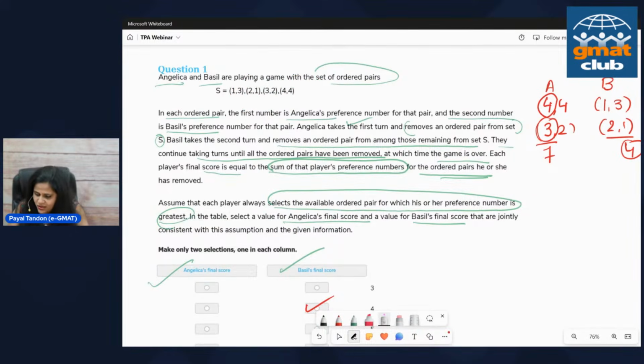So when there is 1-3 and 3-2, where is the preference number of Basil greatest? It is for 1-3, right? Because Basil's preference number is the second number, right? Between 1-3 and 3-2, 3 is the bigger number. That's the reason why Basil picks up 1-3. Got it, Prabhat? How about others?